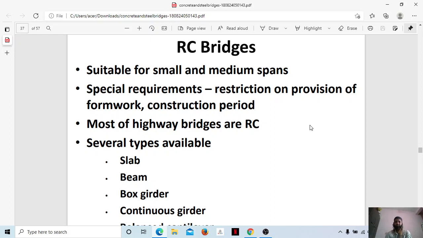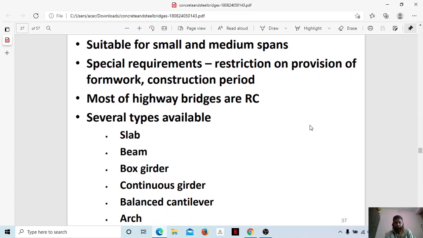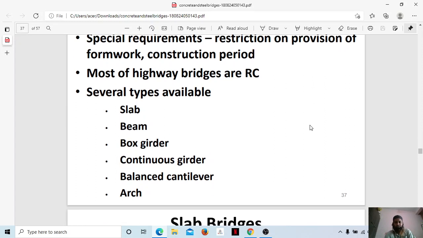Special requirements: restriction on provision of formwork and construction period. The formwork and construction should be done in a very short period of time, because the traffic or the navigation can't be stopped for a long time. Most highway bridges are reinforced concrete bridges. Several types are available: slab type, beam type, box girder, continuous girder, balanced cantilever, and arch bridge also in concrete.